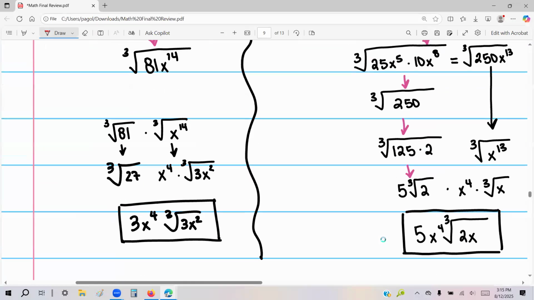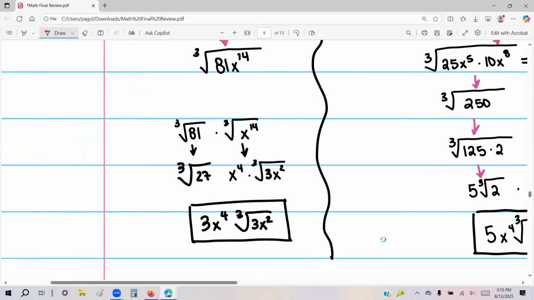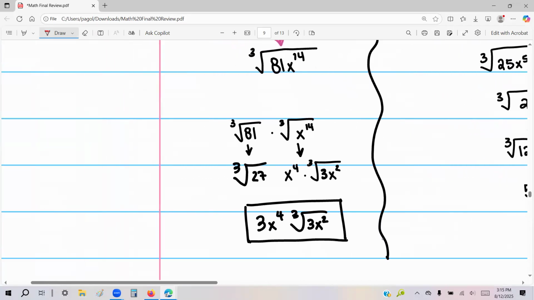So when you have bigger numbers, break them down. So you have the cube root of 81 and the cube root of x to the 14. 81 is 9 times 9.